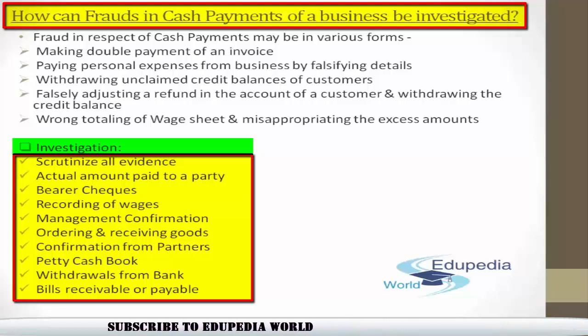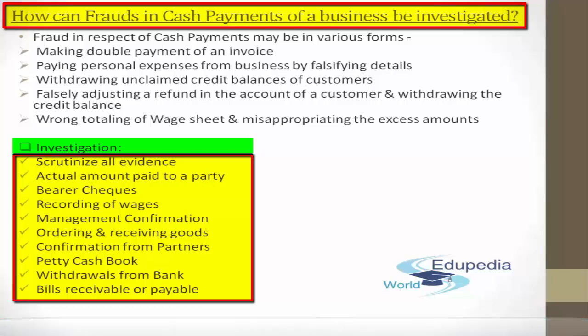Next, you need to analyze the system of ordering and receiving goods. Next, you need to analyze the system of recording and receiving the goods. You need to confirm that no payment has been made in respect of the supplies which have not been received. This is something which is very crucial.